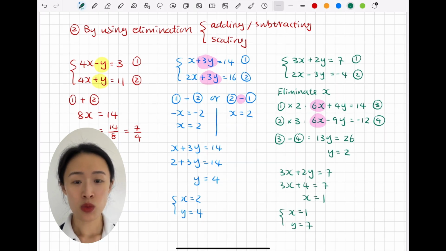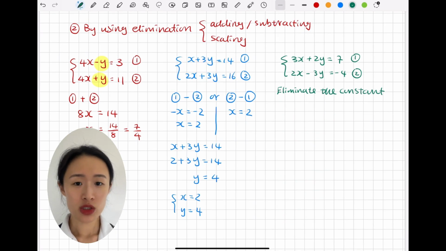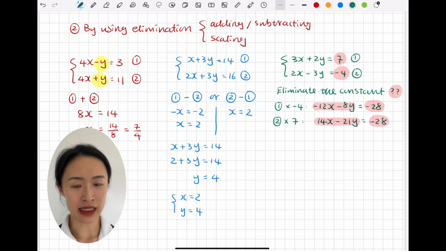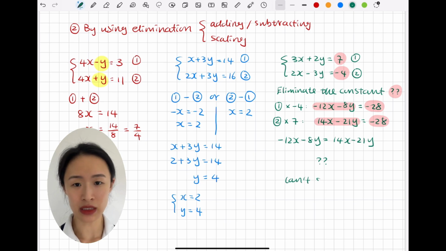You can eliminate x or y, but there's one thing you shouldn't do, which is eliminating the number. I've seen many of this, so just watch out. If I wanted to eliminate a constant, would that work? What I wanted to do is make the numbers equal to each other. I need to think about what is the lowest common multiple of 7 and 4, which is 28. I would times the first equation by negative 4. So then I'll have negative 12x take away 8y equals negative 28. And then I'll times the second equation by 7. I'll have 14x take away 21y equals negative 28. Now we have negative 28 on both sides, and then we can equate them together. As you can see, now in the equation I have x and y on both sides. I can't solve this equation because I have two unknowns. So you can eliminate x, you can eliminate y, but you can't eliminate the constant. Just be really careful with this.